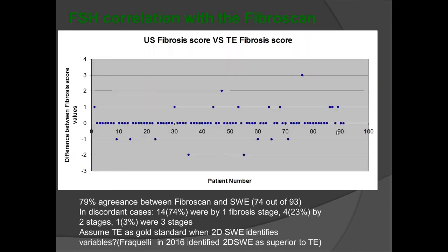As you can see, out of 93 patients, we've got 80% agreement where we're exactly the same in fibrosis scoring, and then there's just a few that we're out, but only 4 by 2 stages and only 1 by 3 stages. So we're pretty happy with where we're sitting at the moment.